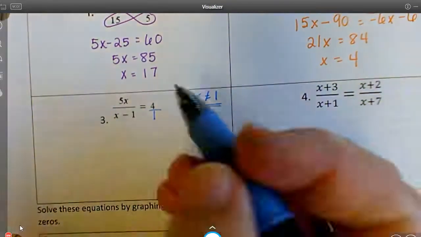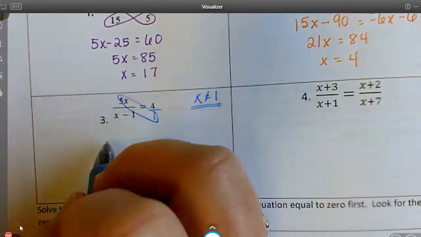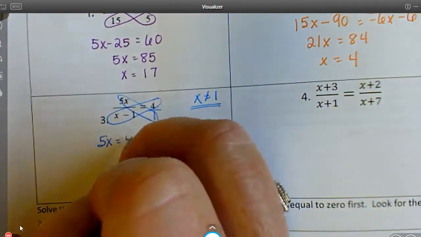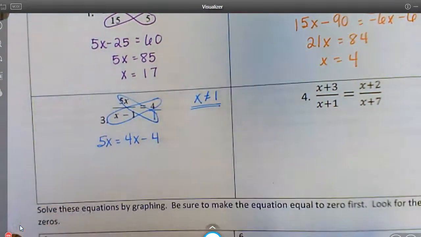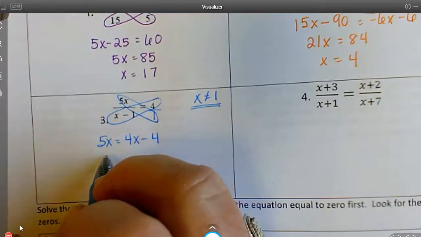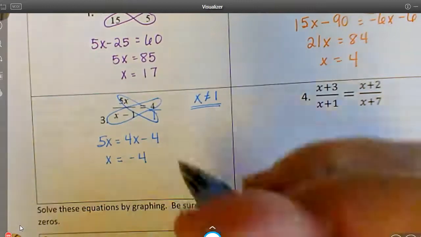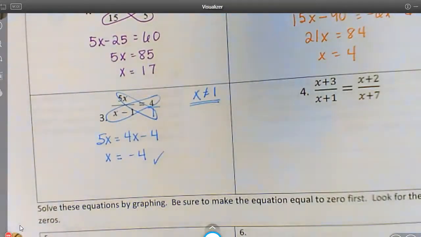Okay? So I'm going to multiply. I'm going to get 5x equals 4 times each thing. So 4x minus 4. Subtract 4x. So that's just 1x equals negative 4. I'm good. I didn't get a 1. And we're okay.